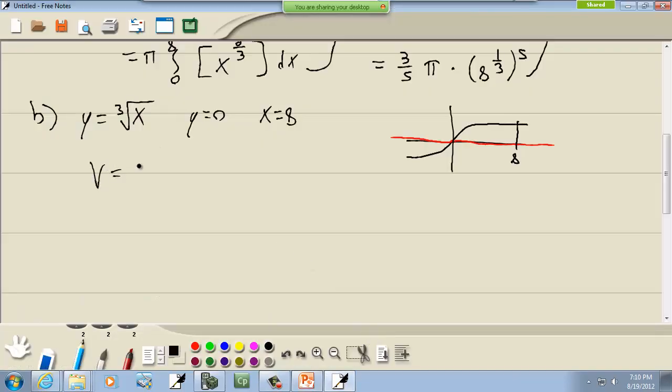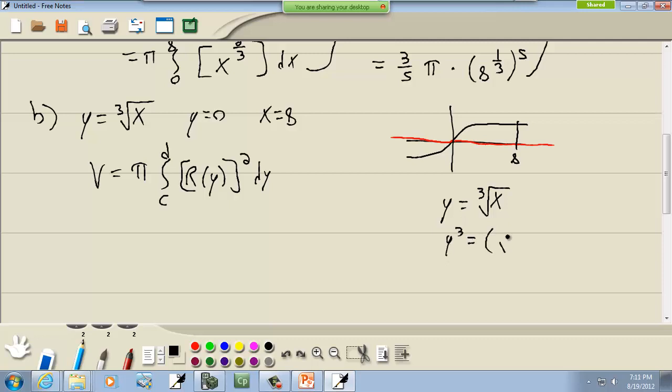And our volume for that is pi, and then the integral from c to d of r of y squared dy. So we have to solve this one for x to begin with. So we got y is equal to the cube root of x. Take both sides to the third power, so we got y to the third is equal to the cube root of x to the third power. You're raising a radical to a power that matches the index, which just gives you x. So we got x is equal to y to the third.